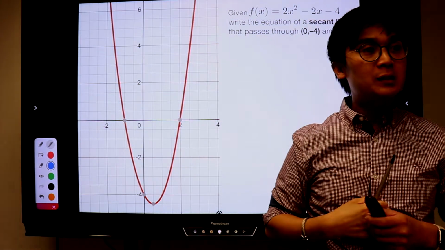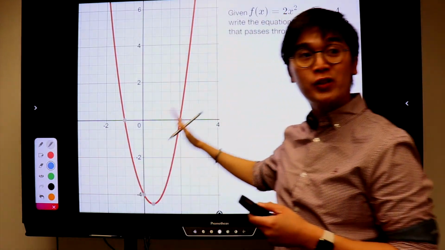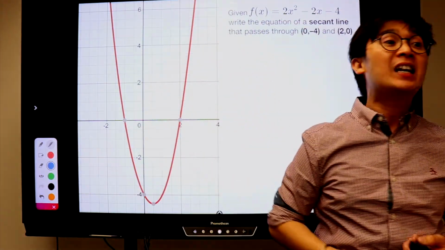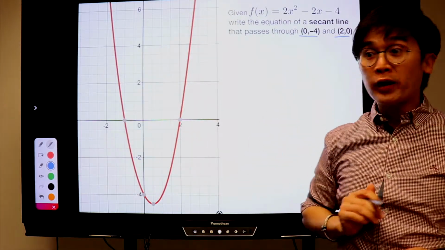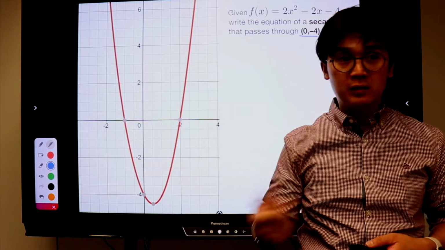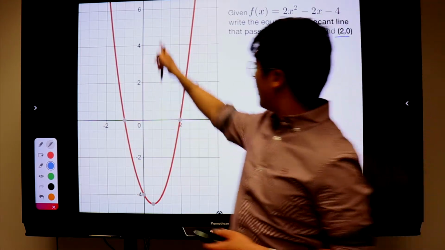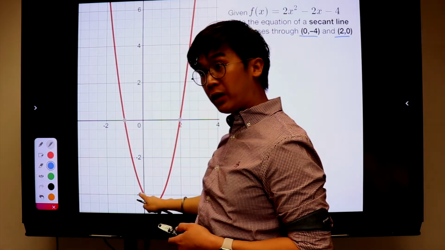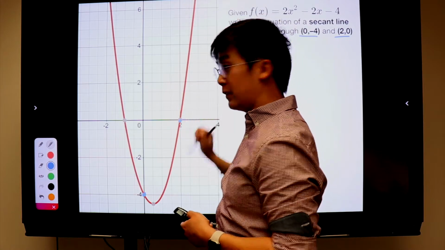So a secant line is basically a line that is going to pass through at least 2 points in a given function. And in this case, since you're given 2 points, let's plot those 2 points because I'm pretty sure you can plot points in a graph, right? So it's (0, -4). (0, -4) is somewhere here. And (2, 0) is somewhere here.